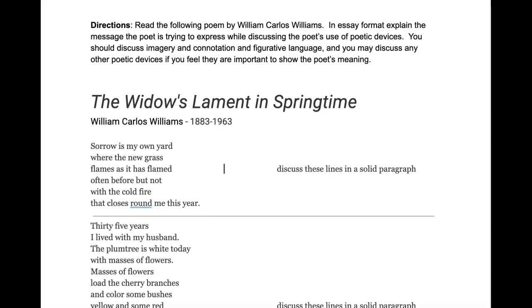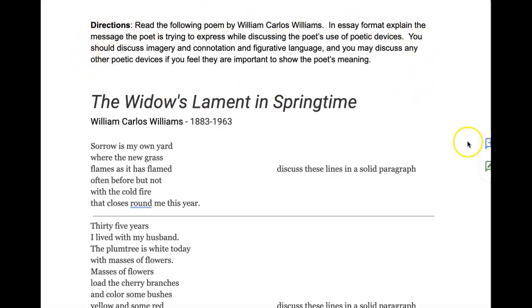So just to go over the directions quickly, you're going to be reading this poem a number of times, and then in essay format, you're going to explain the message the poet is trying to express while discussing the poet's use of poetic devices. Now, this is really important. This part where it says you should discuss imagery and connotation and figurative language, and you may discuss any other poetic devices if you feel they are important to show the poet's meaning.